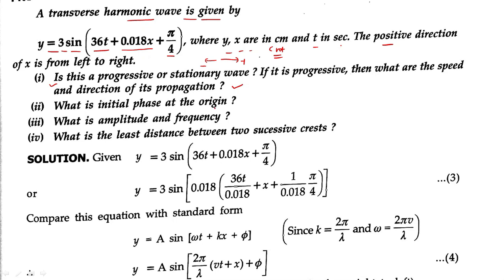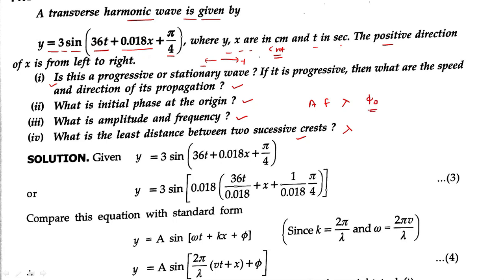What is the initial phase at the origin? What is the starting phase? Phase means the angle in terms of pi, you have to find the initial phase. What is the amplitude and frequency of the wave, and what is the least distance between two successive crests? That means the wavelength lambda. So in the question you have to find the amplitude, the frequency, and the initial phase.